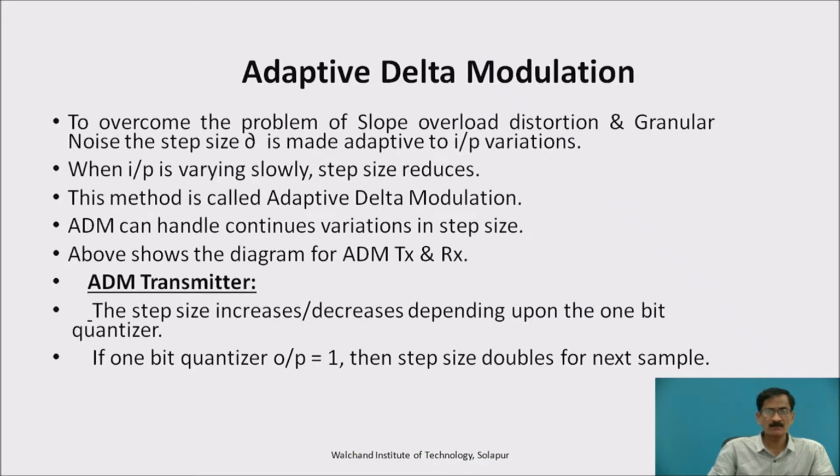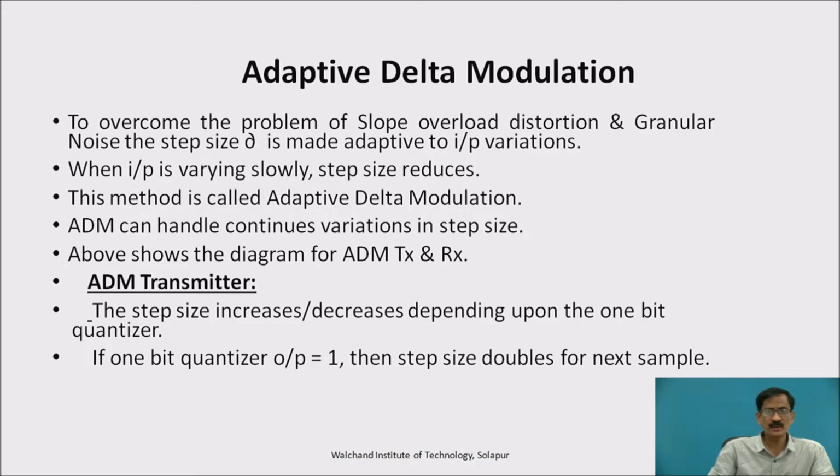Adaptive delta modulation. To overcome the problem of slope overload distortion and granular noise, the step size delta is made adaptive to input variations. When input is varying slowly, step size reduces. This method is called adaptive delta modulation. ADM, that is adaptive delta modulation, can handle continuous variations in step size.